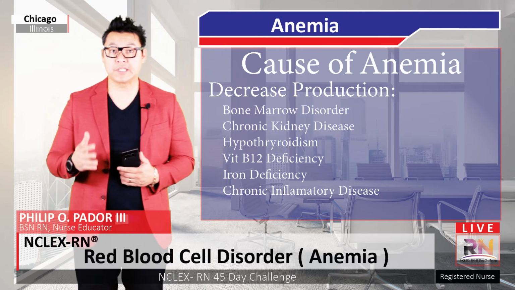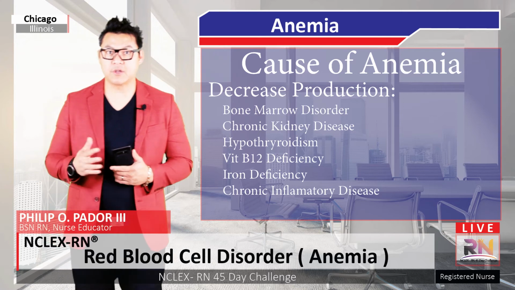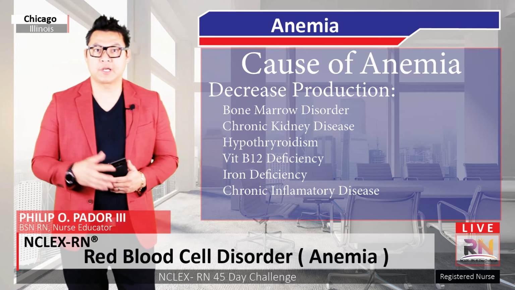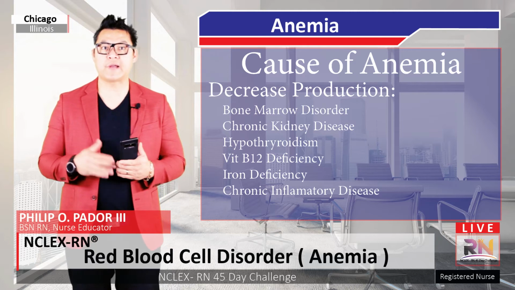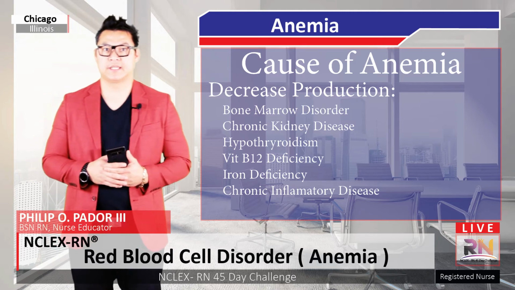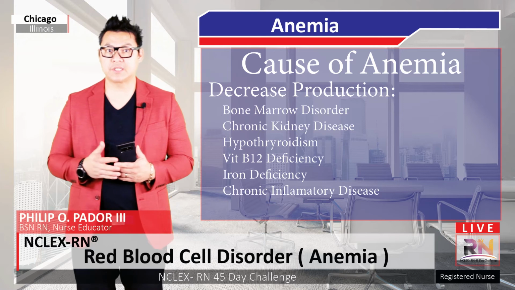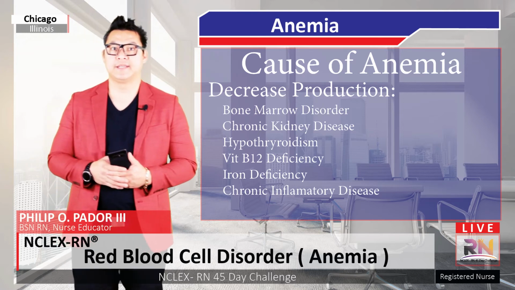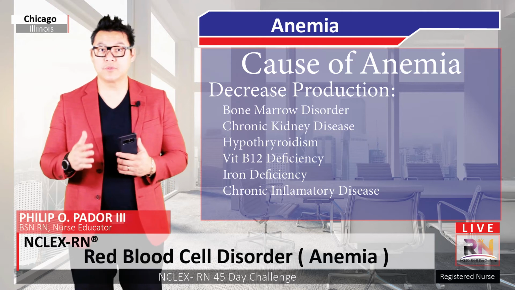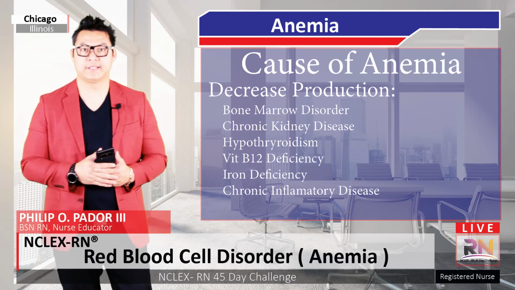Vitamin B12 deficiency and iron deficiency can also lead to anemia, because these are the substances needed in order to produce good functioning red blood cells. Chronic inflammatory disease, which is basically a form of iron deficiency, but is also thought to reduce the lifespan of the red blood cell.